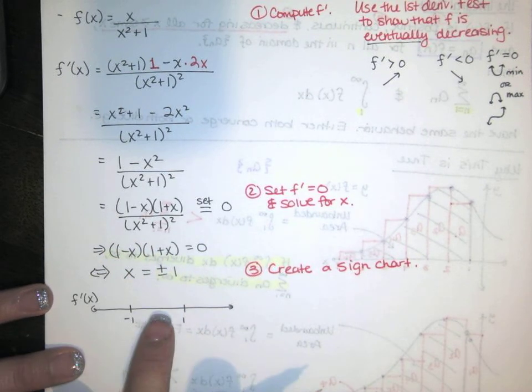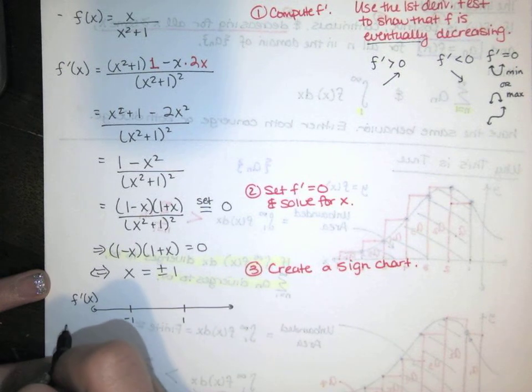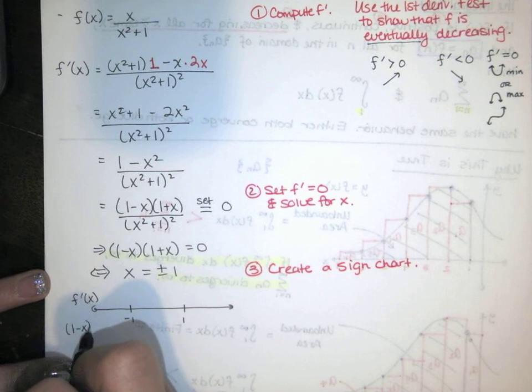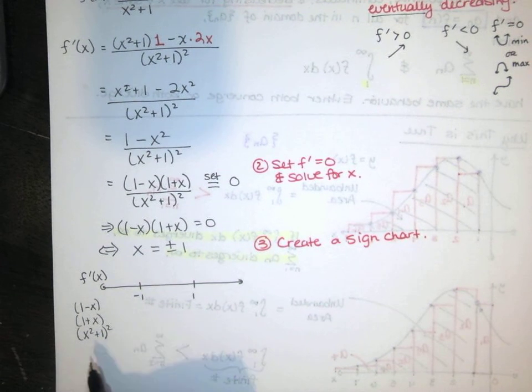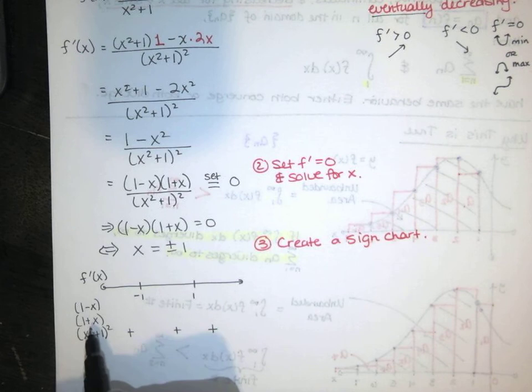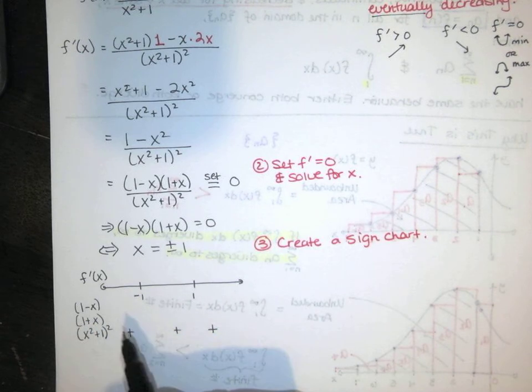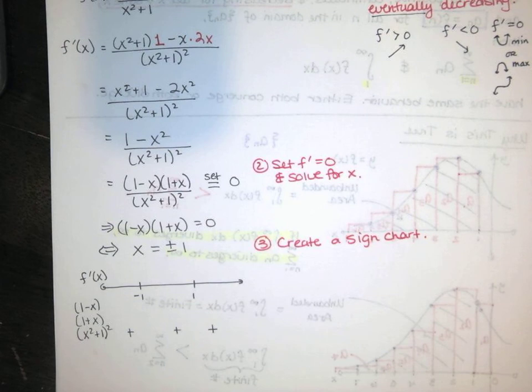And actually, I'm not really too concerned about what happens in here. I want to know what happens on that last interval. So f prime is 1 minus x times 1 plus x over x squared plus 1 quantity squared. No matter what interval we're on, if I take x squared plus 1 and I square it, I'm going to get a positive number. And we're not even concerned about these two intervals.